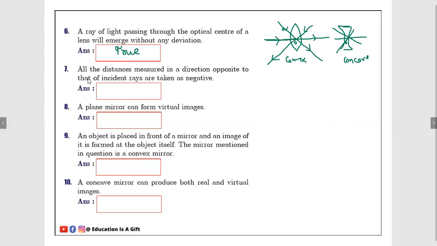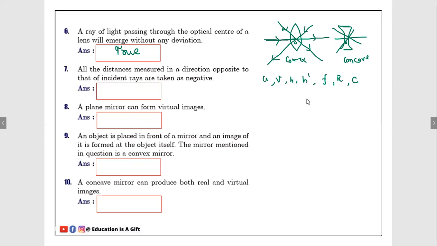Seventh, all the distances measured in a direction opposite to that of incident rays are taken negative. So they are talking about sign convention. That sign convention is used to solve numerical problems, for the u, v values, h dash, focal length, radius of curvature, and center of curvature, all these. In case of concave mirror, some will be positive, some will be negative. In case of convex mirror, concave lens, convex lens, it will be varying.